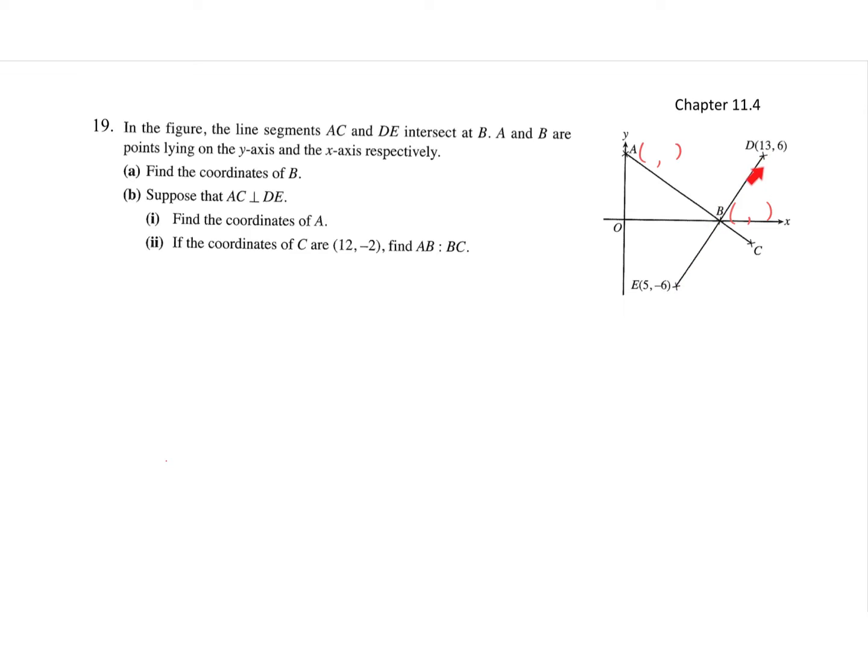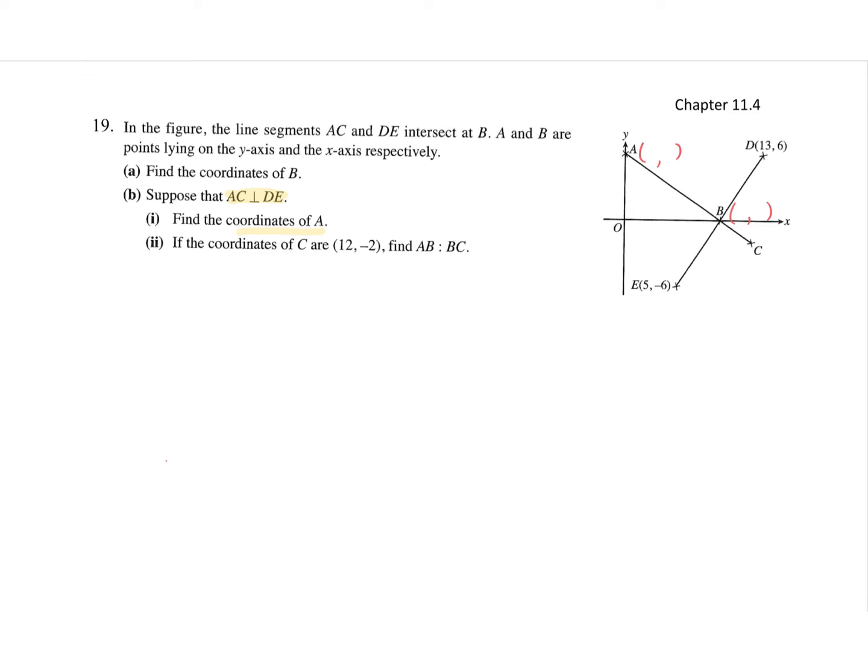Notice that these points lie on the same line. So what clue do you have? What ways do you have to solve for that unknown? And then moving into part B, suppose that AC is perpendicular to DE. Perpendicular. What did you learn in chapter 11 about perpendicular? That would allow you to find the coordinates of A.